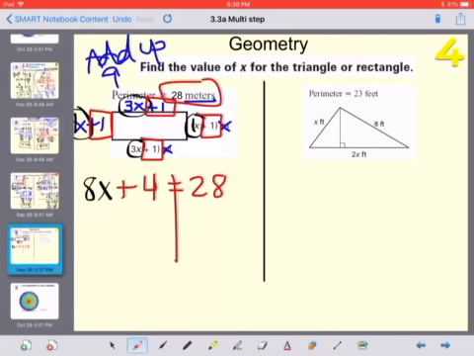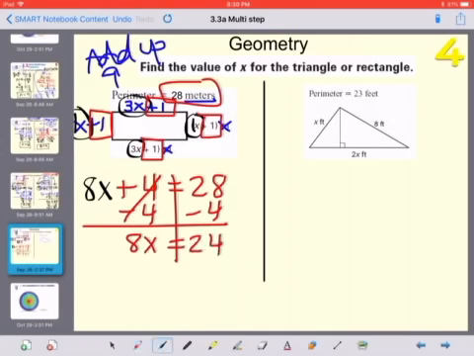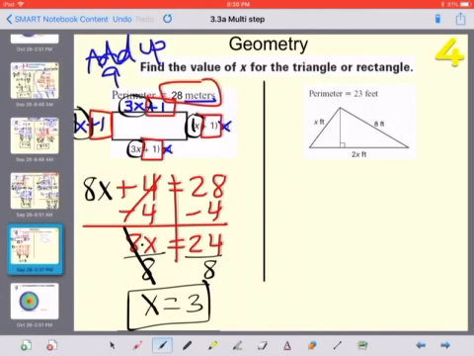So we're really just solving this two-step equation. Get rid of adding and subtracting first. 8x. And then 28 minus 4 is 24. And then last, the opposite of multiplying is dividing. So those eliminate and give us x equal to 3. 8 times 3 is 24. So if we plug this back in for x everywhere, it would all add up to 28 meters. So x is 3. The next one is a triangle, but perimeter is still found the same way.